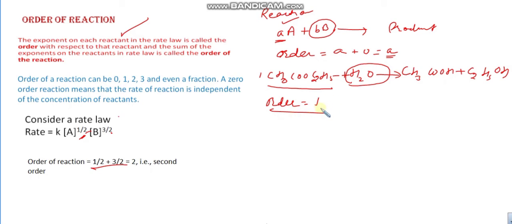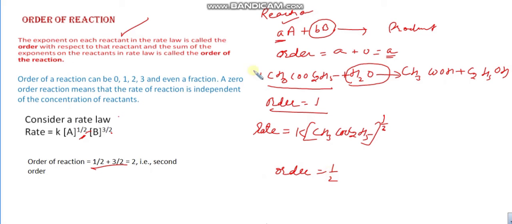This is hypothetically what we are saying, but order is actually experimental, so it is explained on the basis of the rate law. If it is found experimentally that the rate of this reaction is equal to k times the concentration of CH3COOC2H5 to the power half, then the order will be half.